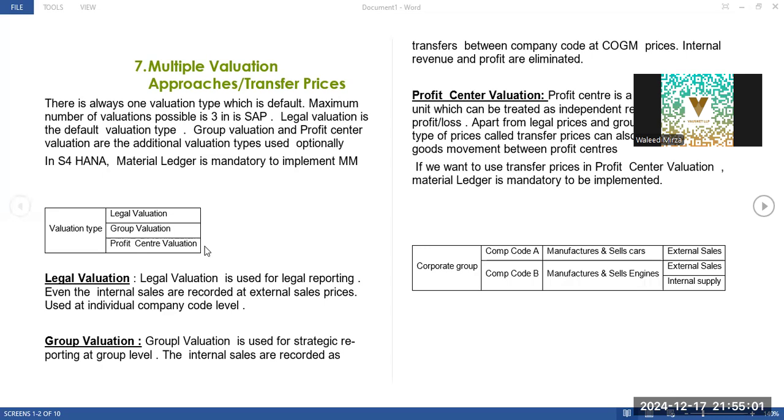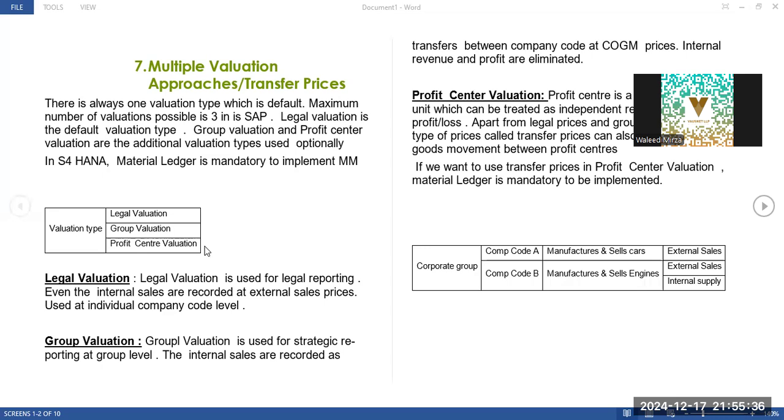So if a business has multiple businesses like spare parts, car detailing, and vehicle sales, these three businesses can be separate profit centers. Naturally, spare parts will be used within the company for car detailing and for car sales. So that actually calls for group valuation.